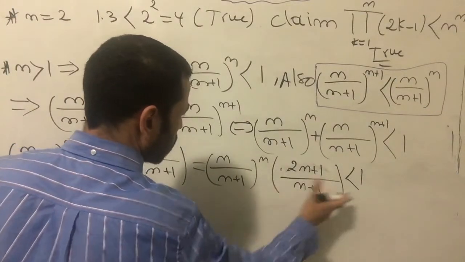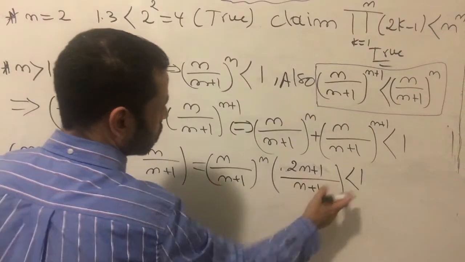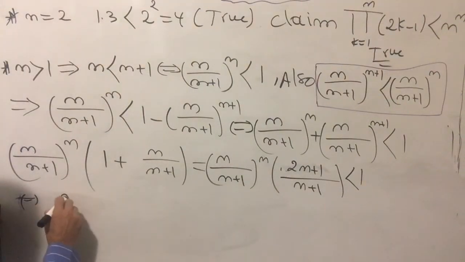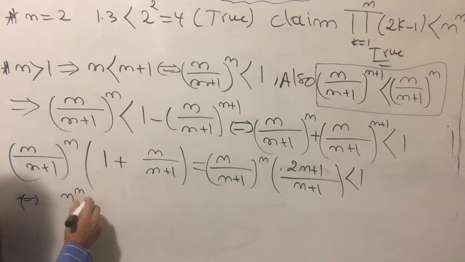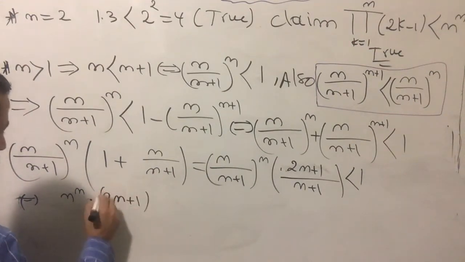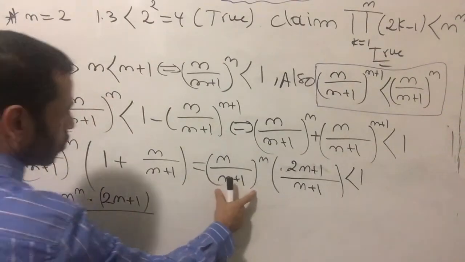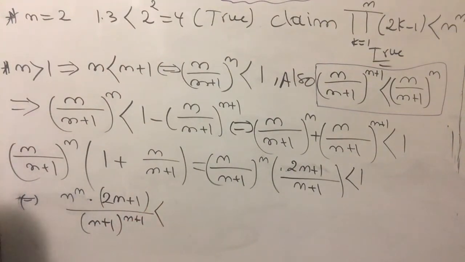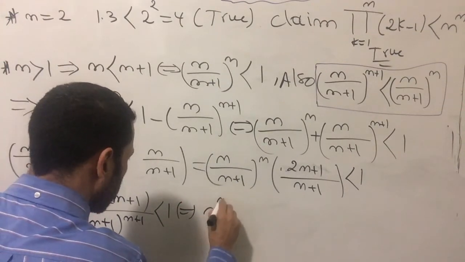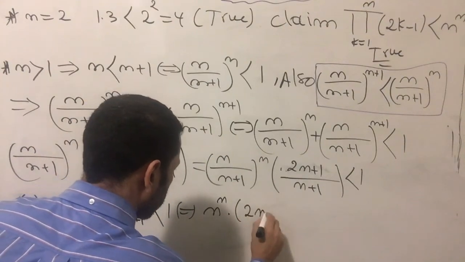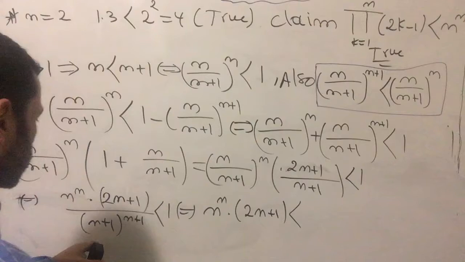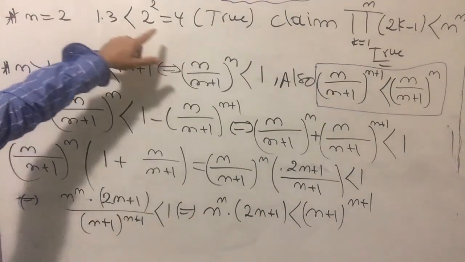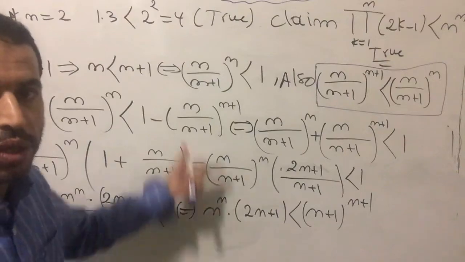So now the product of these two terms is strictly less than 1. This is equivalent to n to the n multiplied by 2n plus 1, over the bottom: n plus 1 to the n multiplied by n plus 1, which is n plus 1 to the n plus 1, strictly less than 1. So this is equivalent to n to the n multiplied by 2n plus 1 being strictly less than n plus 1 to the n plus 1. We claim this is true. Let's bring this one to the top and continue with our problem.